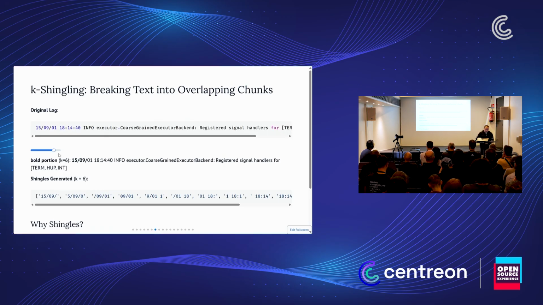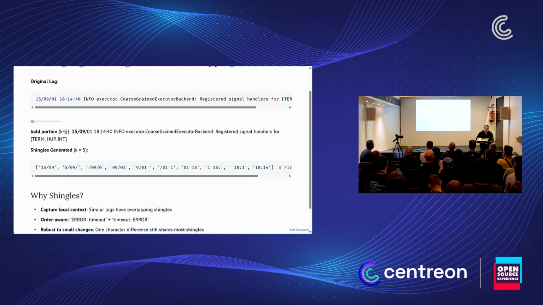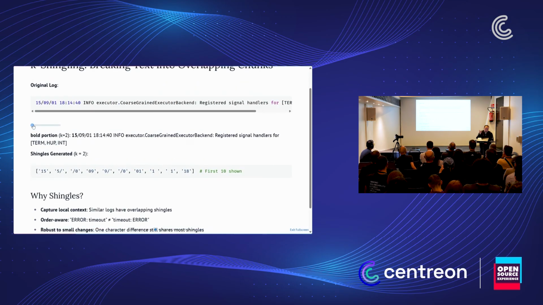So a shingle, I'll give you an example. Here the window is 2. This is a 2-shingle. This is the original log line. And here we have built, we have given the first 10 shingles: 15, 5/0, /0, and so on.